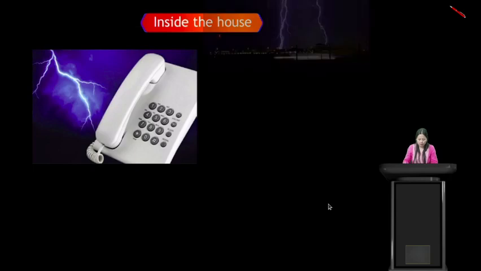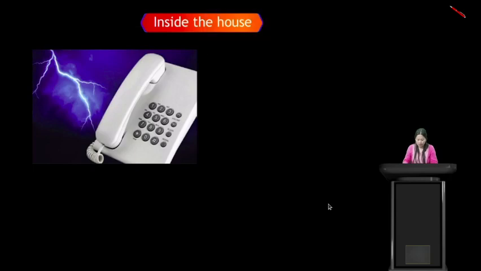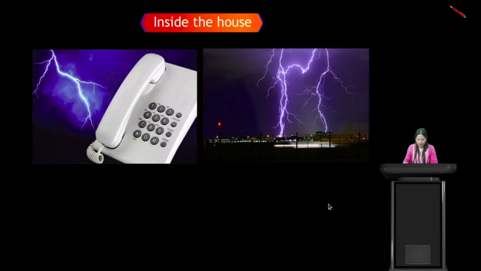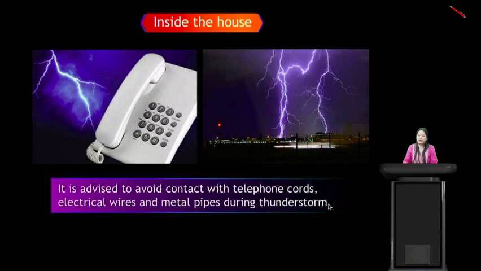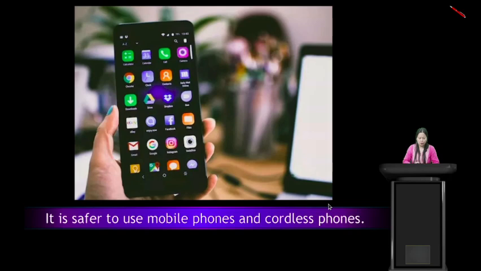Inside the house, what should we do inside the house? Here we see a telephone. Yes, students. So it is advised to avoid contact with telephone cords, electrical wires and metal pipes during thunderstorm. Okay, do not be in contact with the telephone cords, electrical wires and metal pipes during thunderstorm. It is safer to use mobile phones and cordless phones.